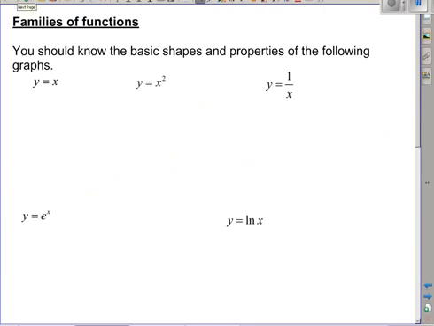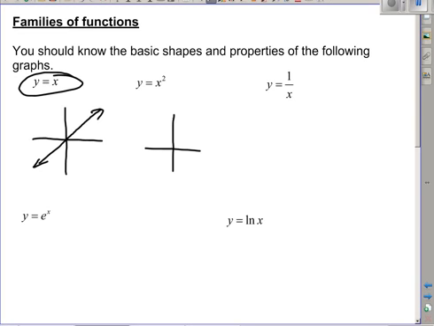Alright, families of functions. At the very least, you should know these families of functions, probably more than just this. And you should also know your trig functions, which we'll deal with later on. So y equals x is your basic linear function. Slope of 1, passes through the origin. We're talking about families of functions here, so you should be aware that any line basically can be produced from y equals x with some transformations. y equals x squared, that's a parabola, vertex on the origin.